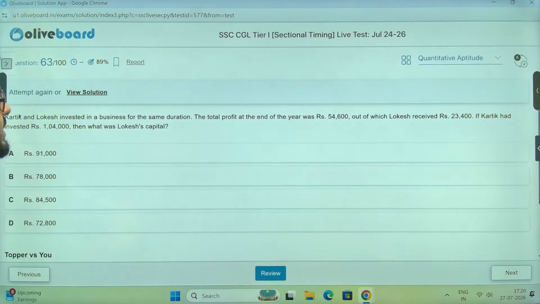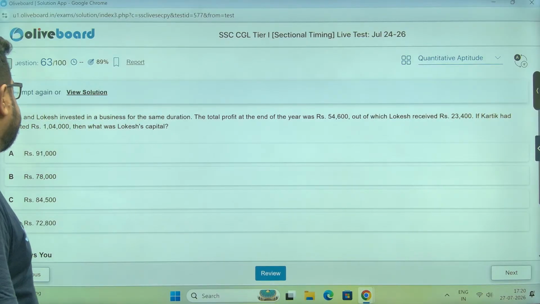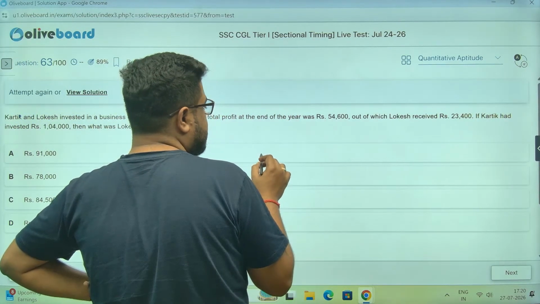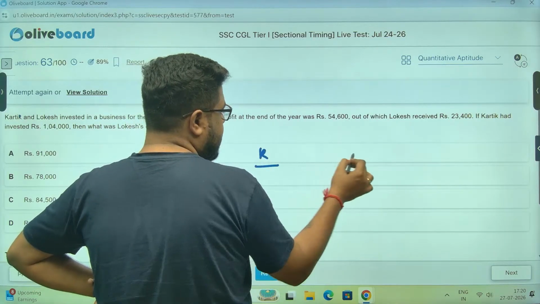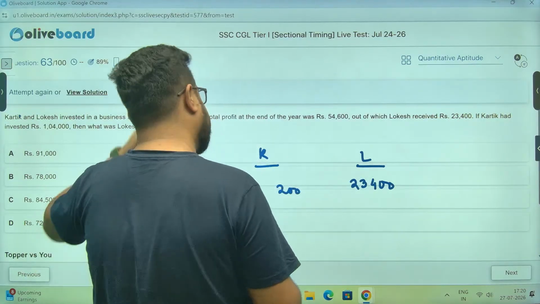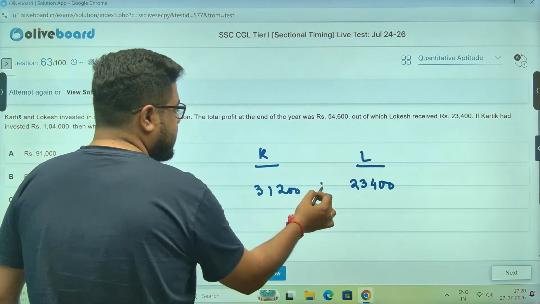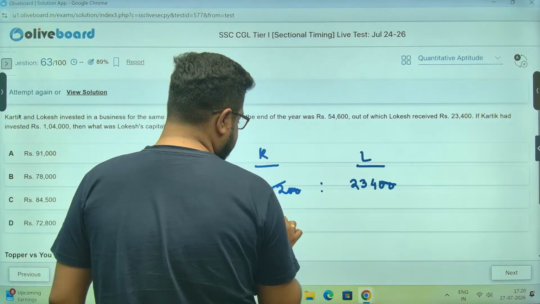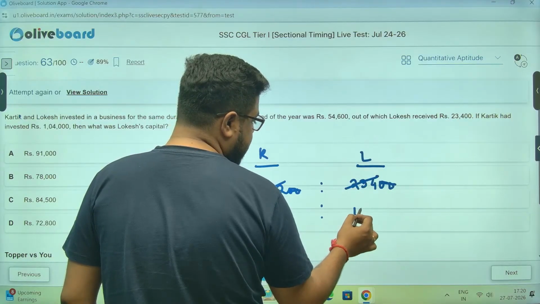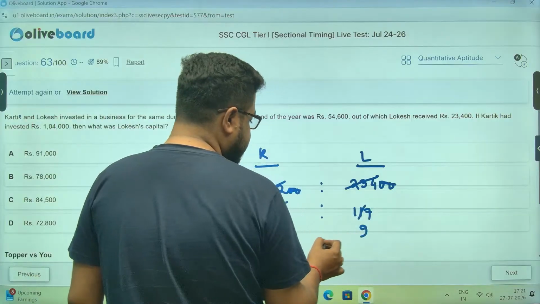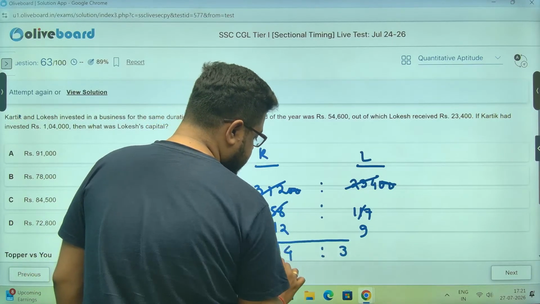Karthik and Lokesh invested this. Total profit at the end of the year is this. Lokesh received this much. Acha, sir. What is the profit ratio? Karthik is here and Lokesh is here. 23,400. So the remaining will be 31,200. This is the ratio. Chalo, let's calculate. 2 se, sir, 156. 2 se, sir, 11, 7. 19 to, 13 12s are this, 13 9s are this. So 4:3 is the ratio.